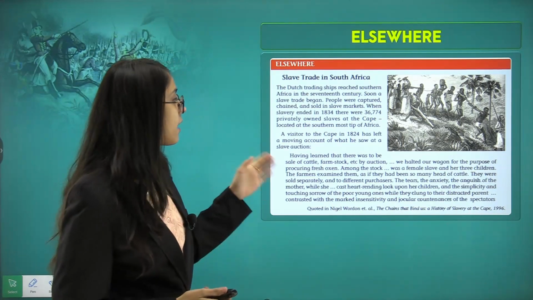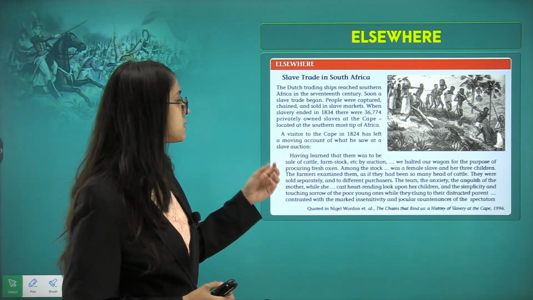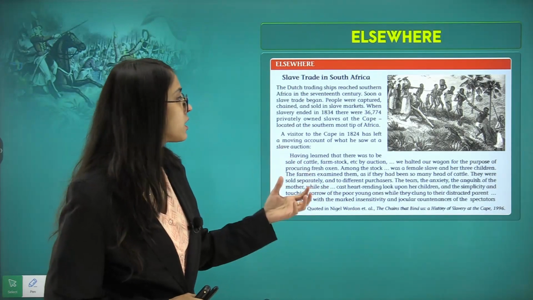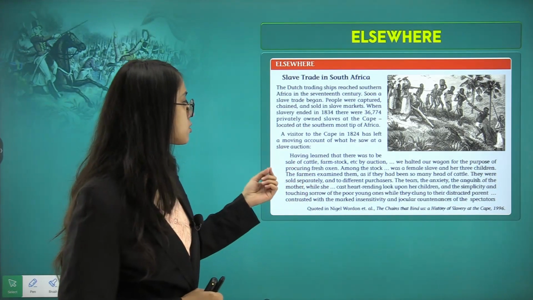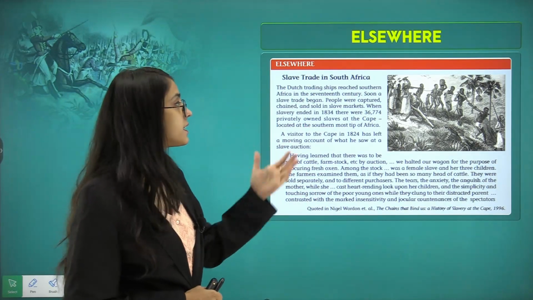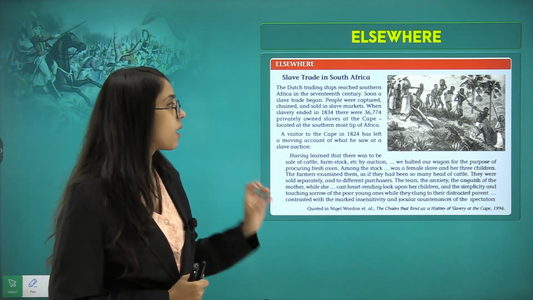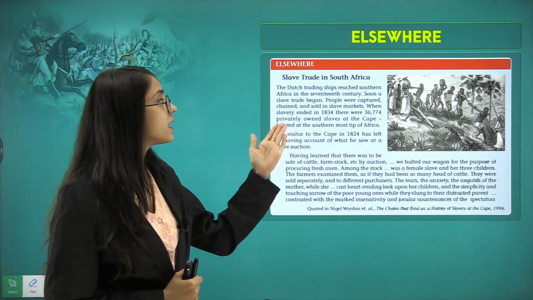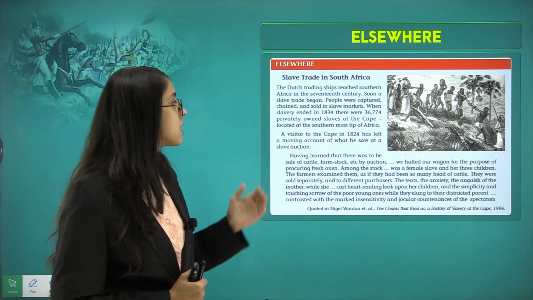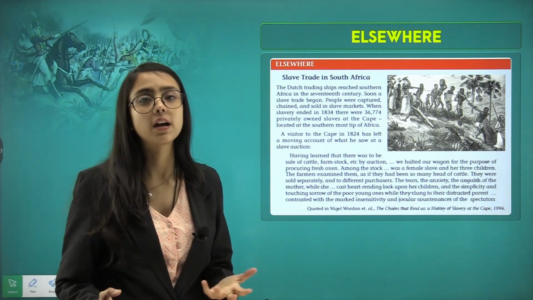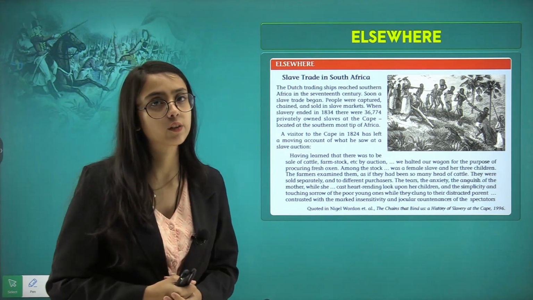Having learned that there was to be a sale of cattle, farm stock, etc. at auction, we halted our wagon for the purpose of procuring fresh oxen. When slavery ended in 1837, there were about 36,774 privately owned slaves at the Cape, located in the southernmost tip of Africa. So imagine the ruckus, the havoc they created.